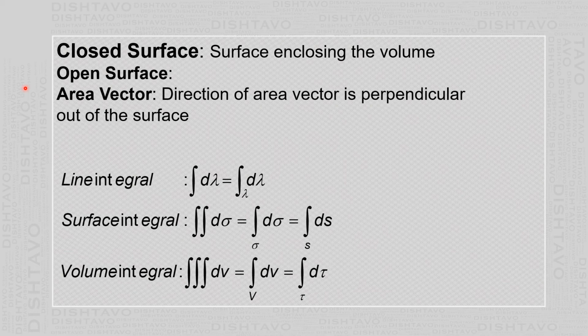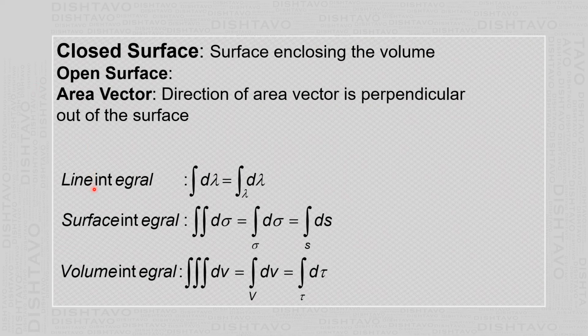So any area has a magnitude. Examples, a square, length square; rectangle, length into breadth; sphere, 4 pi r square. Besides that, this area will have a direction. So the direction at a given point is perpendicular from that point, pointing outside that surface. So that gives the direction of the area vector.